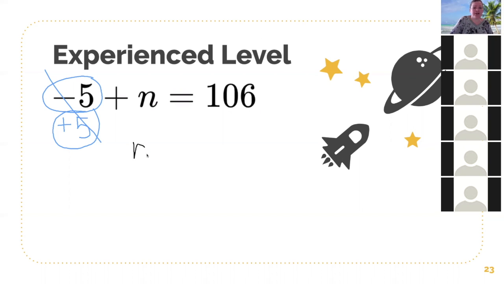So that's all well and good to have n alone, but remember, you can't just go around making changes because you feel like it. If I add 5 to that left-hand side, I have got to add 5 to that right-hand side as well and keep my balance. And so there is my math to do. 106 plus 5 is going to give me 111.